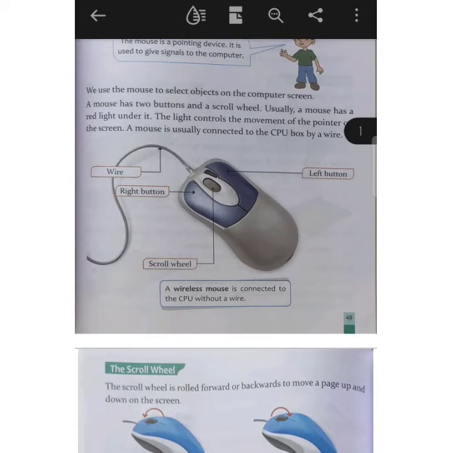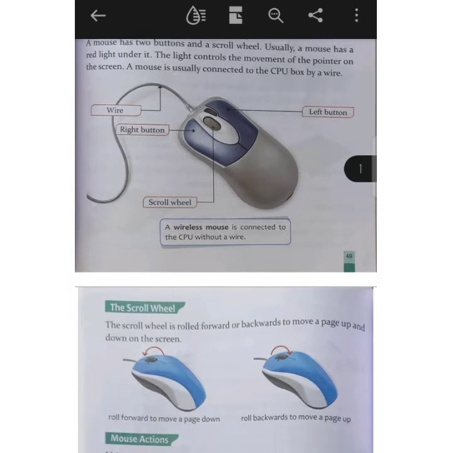So now, a wireless mouse is connected to the CPU without a wire. Now the world is becoming advanced, so the technology is also changing. Nowadays the mouse comes without a wire. Okay, so it is more handy compared to the wired mouse. That mouse looks exactly like the mouse shown over here, but it is without a wire. That is the only difference.